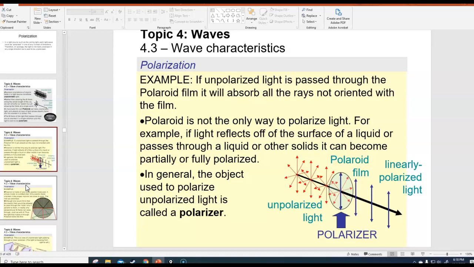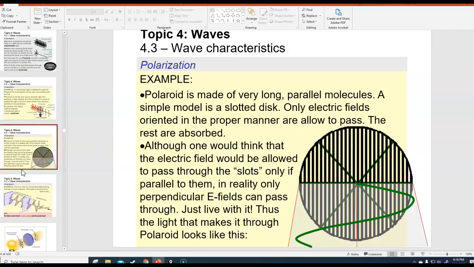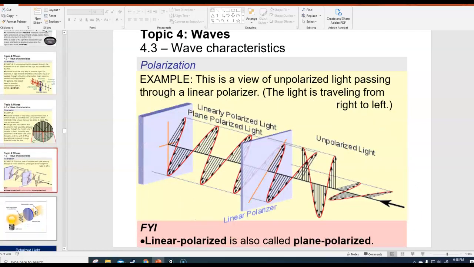Okay, so without going into too much detail, because we'll see a video later that explains how this substance works, it basically polarizes a film made of very long parallel molecules, and it only allows certain types of electromagnetic waves through that are oscillating in a certain plane. Okay, so these are just pictures showing how unpolarized light going through a polarizer would become polarized.